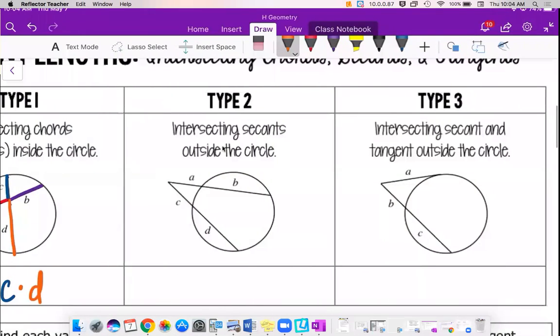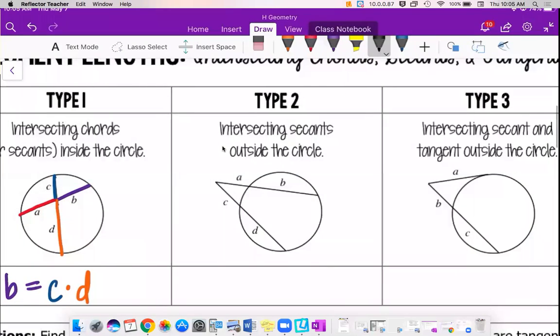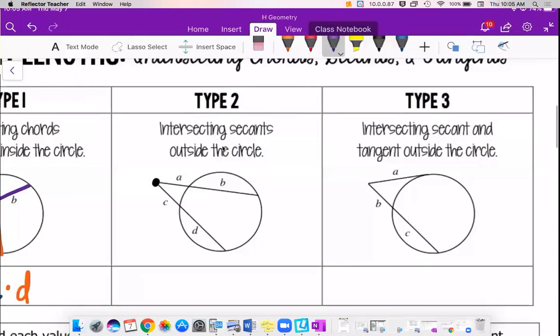Okay, the second type is when you have two secants that are intersecting outside of the circle. So these two are different because your intersection point in this one was in the middle. The intersection of these is outside of the circle. So that's how you know the difference between these two.